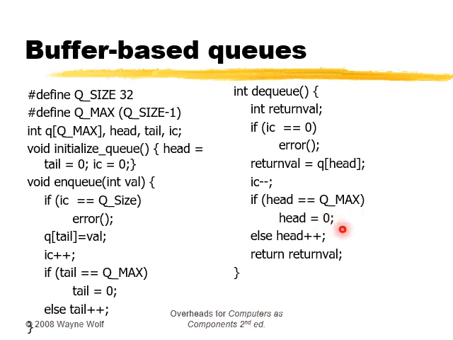What we will do, we'll put head equal to 0, so that head will go down, else head plus plus, otherwise we will do head plus plus, we will increment the head, and we will return the value that we get from here. After return value is equal to q, the value we get from here, we will return it.